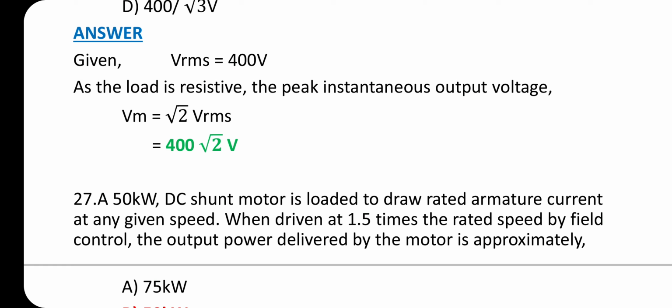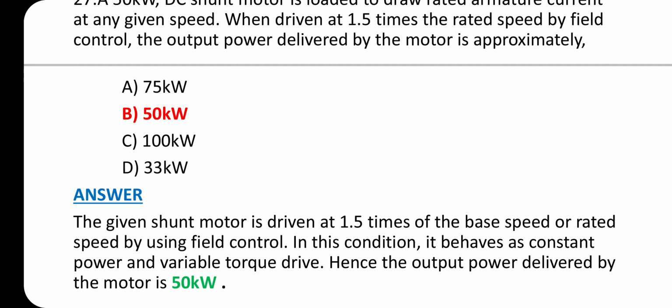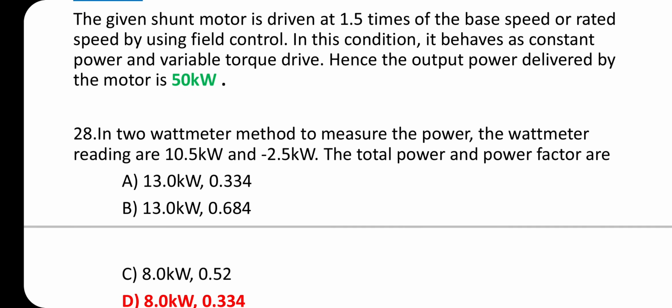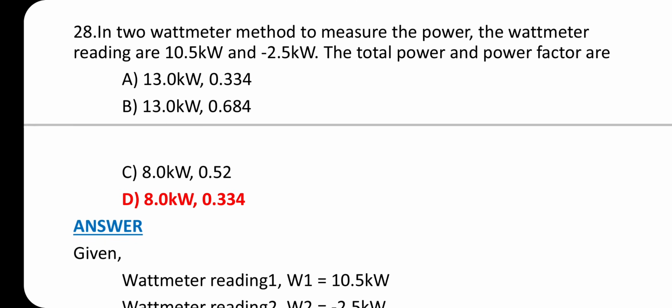Question number 27. A 50 kilowatt DC shunt motor is loaded to draw rated armature current at any given speed. When driven at 1.5 times the rated speed by field control, the output power delivered by the motor is approximately, answer is option B, 50 kilowatt. The given shunt motor is driven at 1.5 times the base speed or rated speed by using field control. In this condition, it behaves as a constant power and variable torque drive. Hence, the output power delivered by the motor is 50 kilowatt.